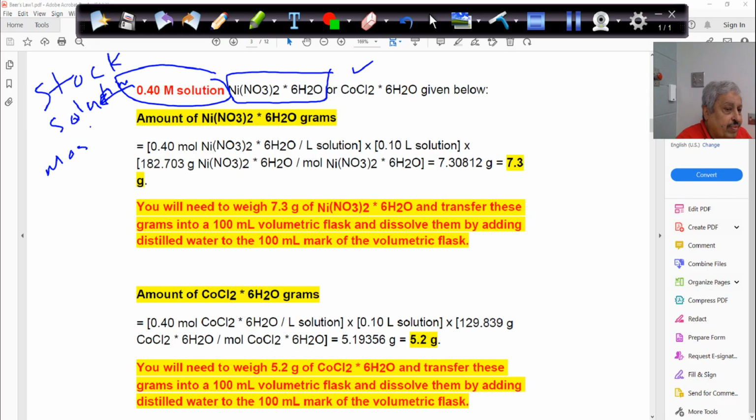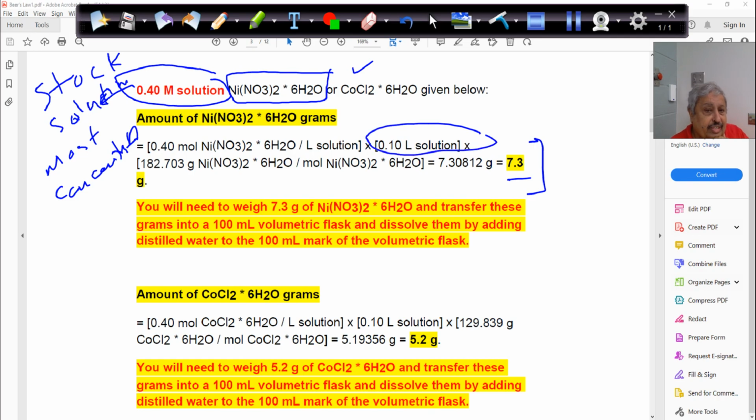Stock solution is the most concentrated solution. And here's the calculation of how much you need. You need 7.3 grams of this nickel 2 nitrate. The calculation is made for you. You dissolve the 7.3 grams in 100 mL, which is 0.10 liter.